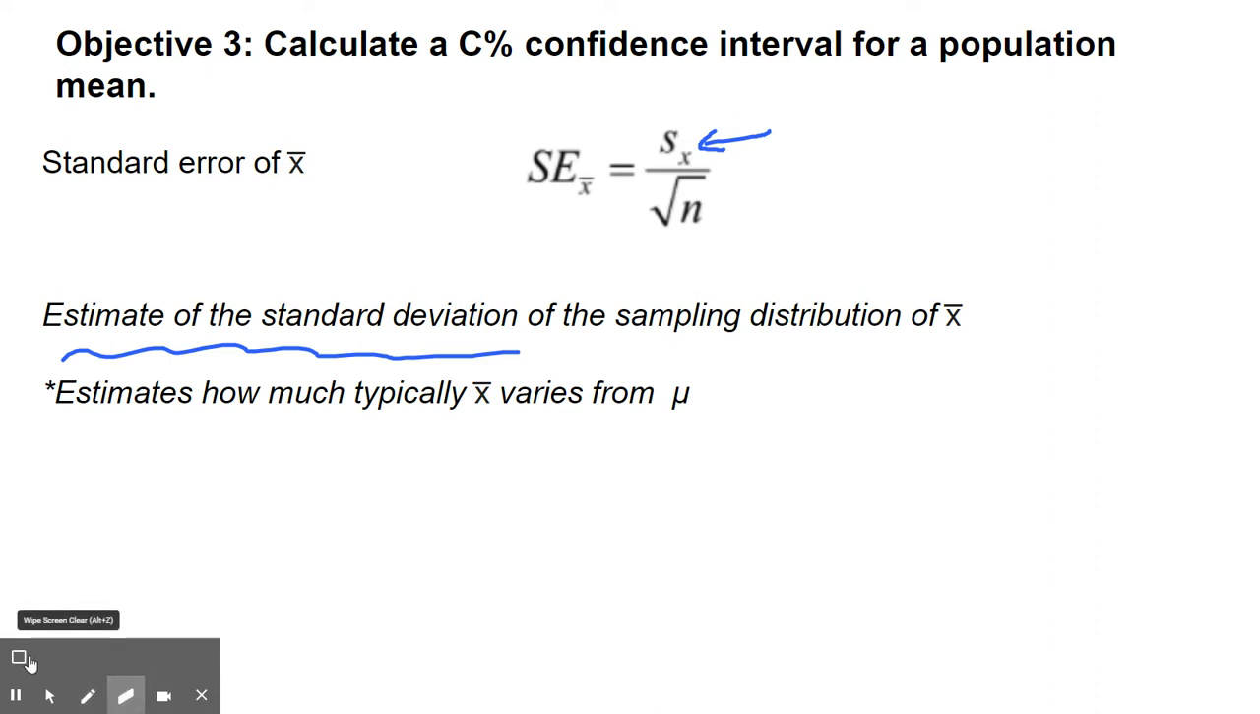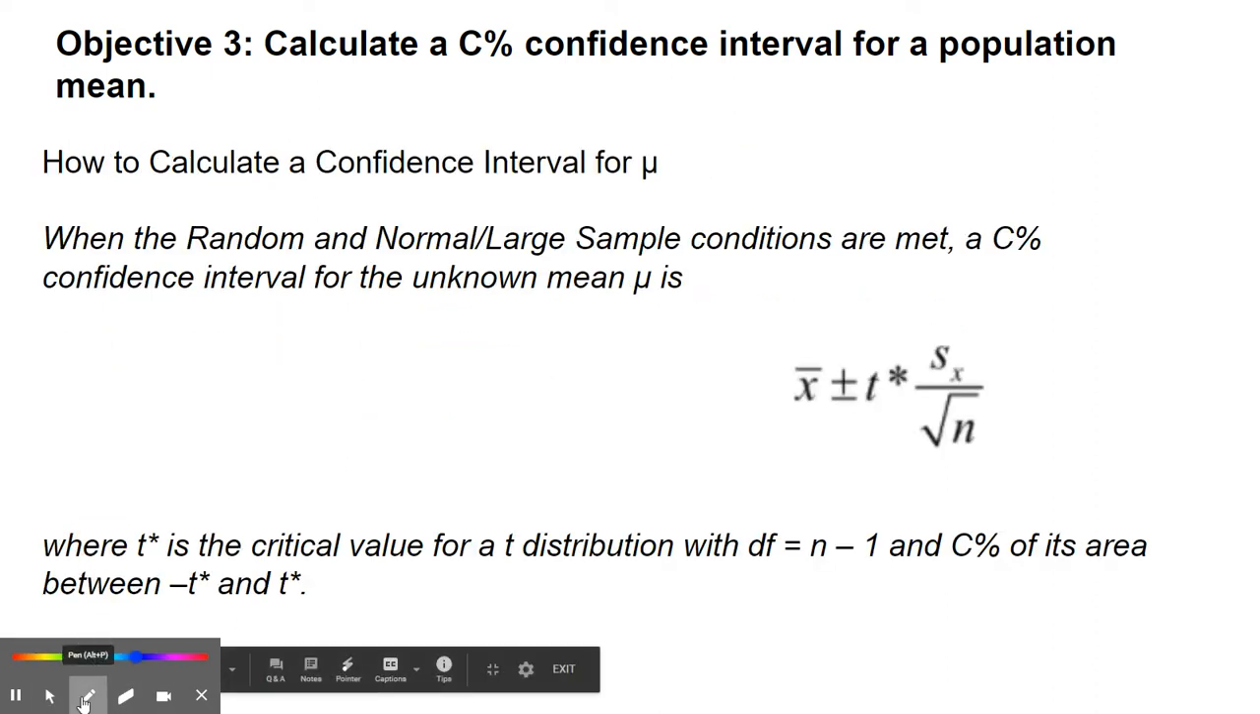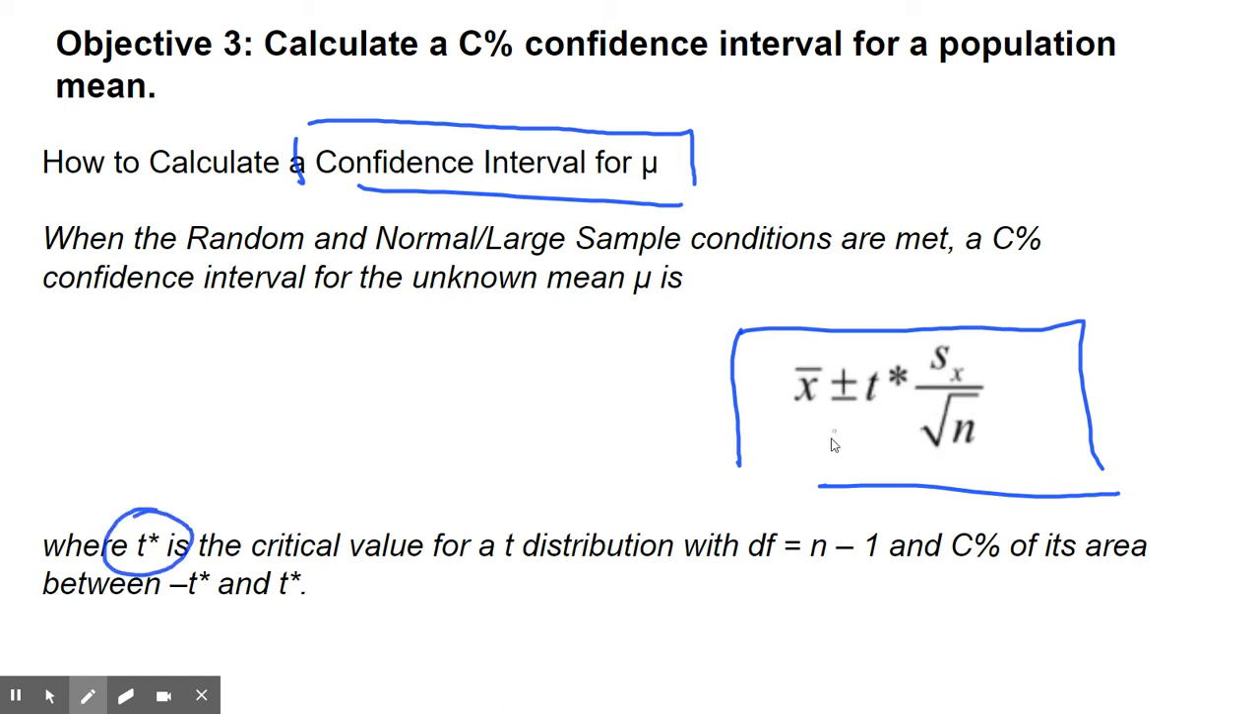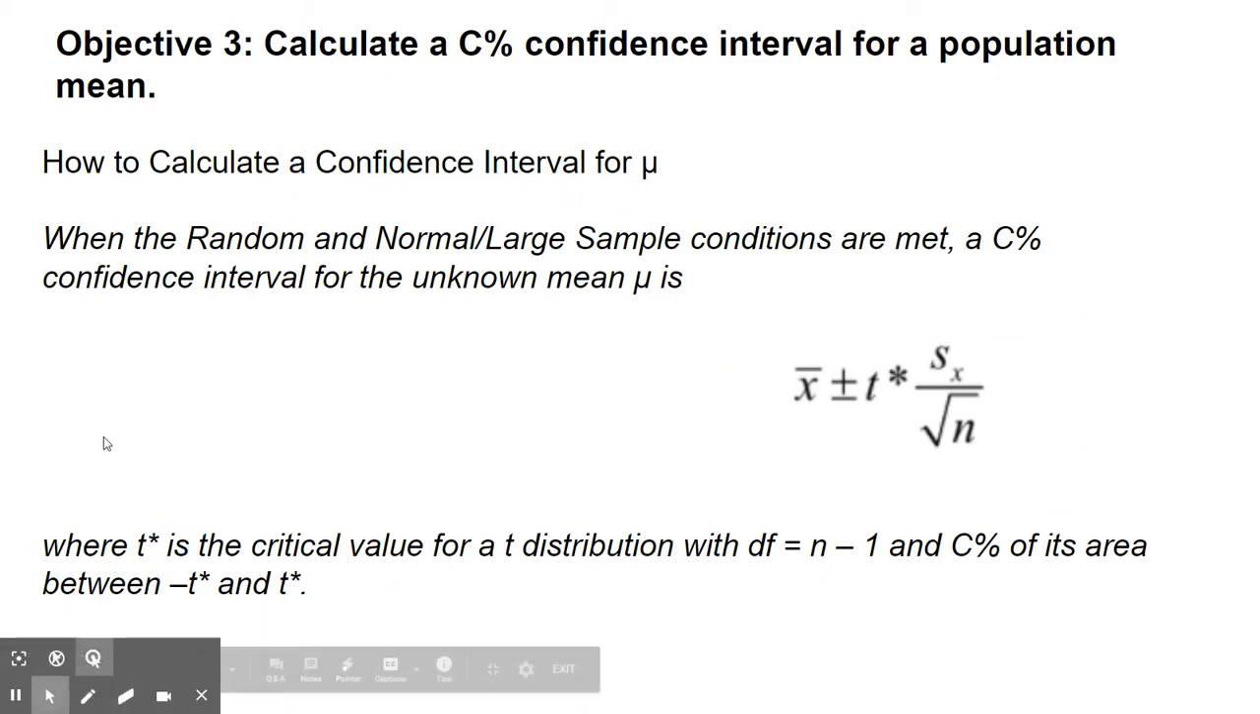So how is that going to help us build our confidence interval? Well, let's take a look here. If we're trying to build a confidence interval for a mean mu, as long as the random condition and the normal large sample conditions are met, a C% confidence interval for an unknown mu is going to be this: x bar plus or minus t star times Sx over the square root of n. Again, t star comes from that table B. Degrees of freedom is n minus 1, C%. So there we go. Let's go ahead and try to use that to find a confidence interval.